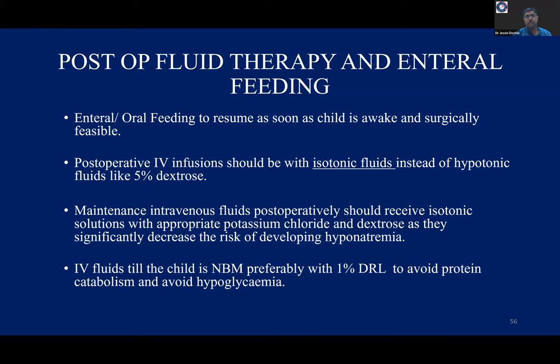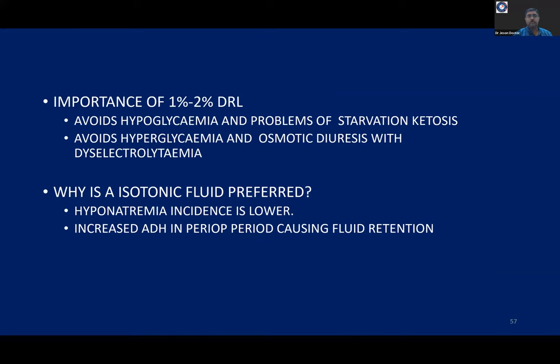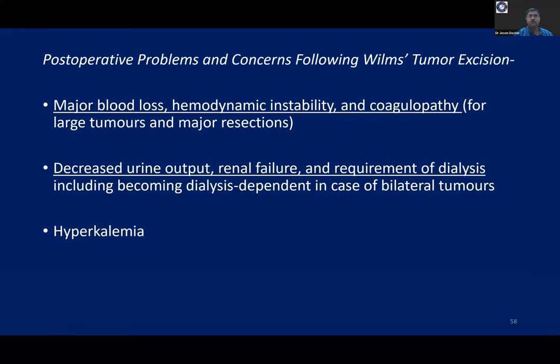Okay, so you don't want them with various tubes in place, and try and give them dextrose containing fluids to avoid protein catabolism and hypoglycemia. Okay, and excessive amount of sugar can cause osmotic diuresis and dyselectrolytemia, and low sugar can cause hypoglycemia and starvation ketosis. Again, isotonic fluids are preferred because the incidence of hyponatremia is lower, and ADH is higher in the perioperative period and may cause fluid retention. I think that's about it.